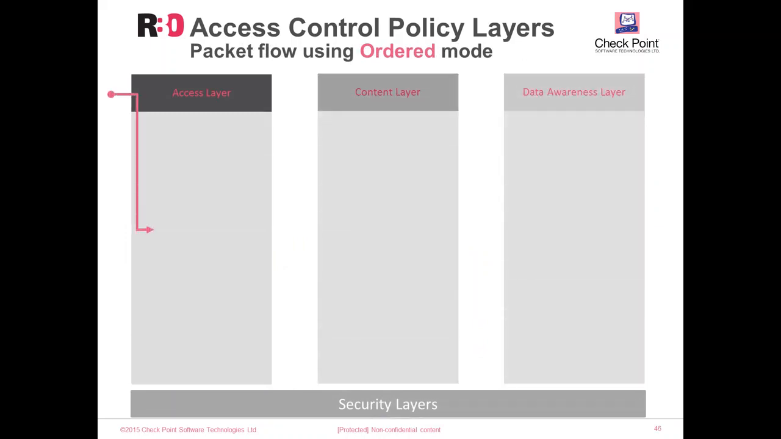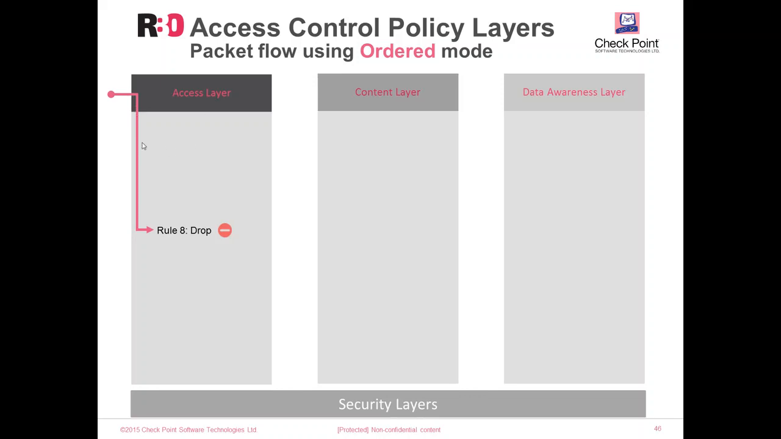So let's go over how, from a logical view, the packet flow works with a policy using layers in ordered mode. So in this policy package, we basically have 3 layers. We have our access layer with, for example, our firewall. We have our content layer with, for example, our application control and URL filtering, and we have our data awareness layer inside this policy package, divided as 3 different layers implemented in ordered mode.